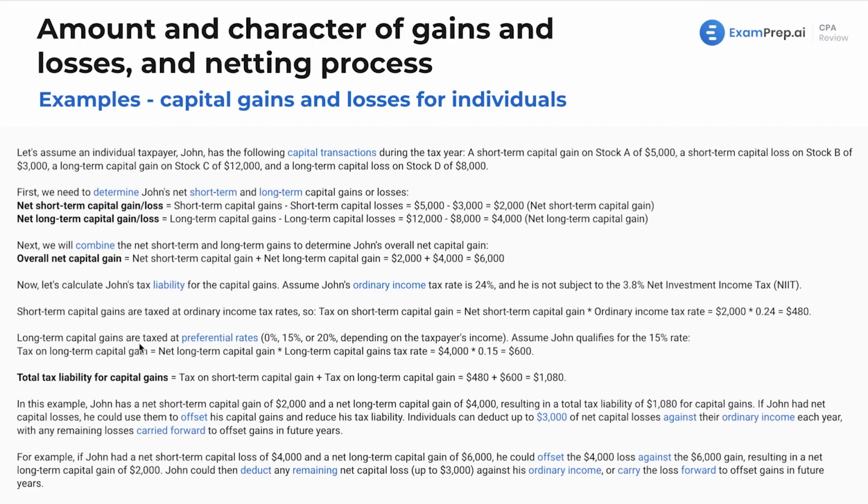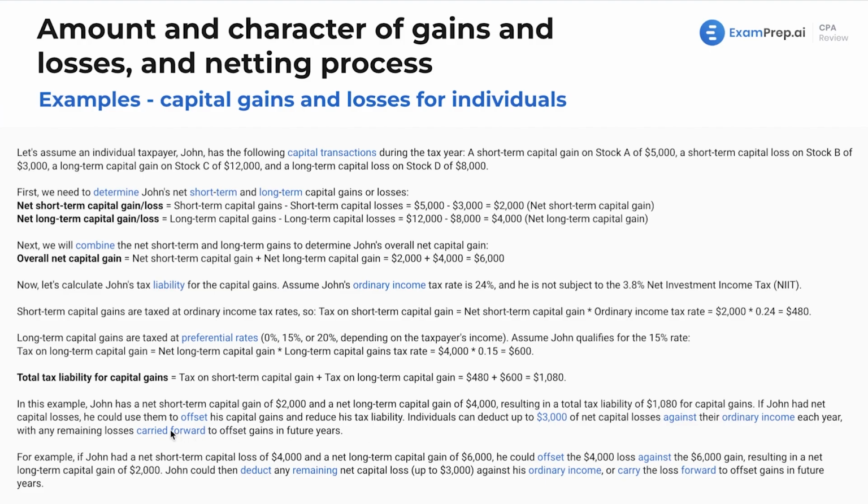And then the long-term capital gains are taxed at preferential rates. Now let's assume that John qualifies for the 15% rate. The tax on the long-term capital gain is going to be $4,000 from his long-term capital gains times 15%, which gives us $600. So the total liability for all this investment is $1,080. In this example, John has a net short-term capital gain of $2,000 and a net long-term capital gain of $4,000, resulting in a total tax liability of $1,080 for capital gains.